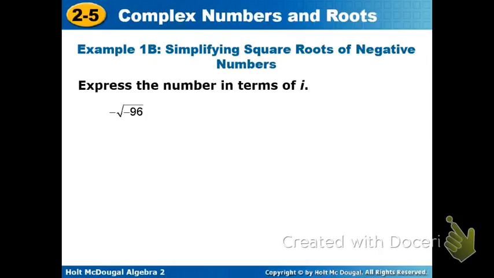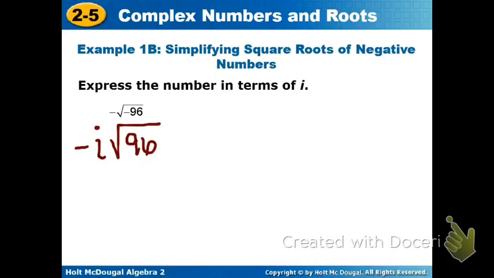Okay, so let's try another one. Let me switch up my color. I'm bored with that one already. Okay, so on this problem, we've got the negative square root of -96. So that negative that's underneath the square root, I'm going to pull that out front as what? As i. That negative that's out there already has to stay. So this becomes -i square root 96.